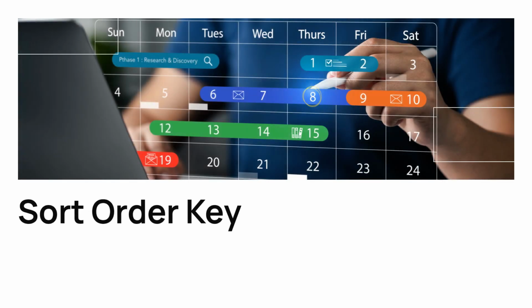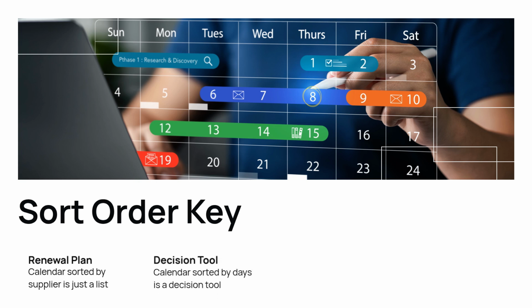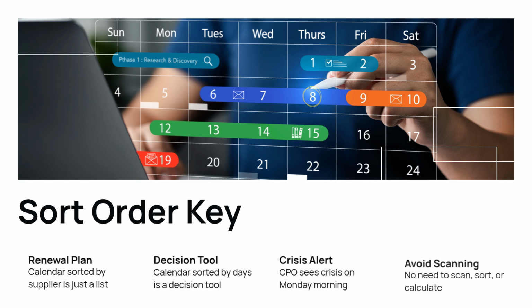The rule from this lesson: the sort order is the communication. A renewal calendar sorted by supplier name is a list. A renewal calendar sorted by days remaining is a decision tool. The CPO who opens it on Monday morning sees the crisis in row 2. They do not have to scan, sort, or calculate.